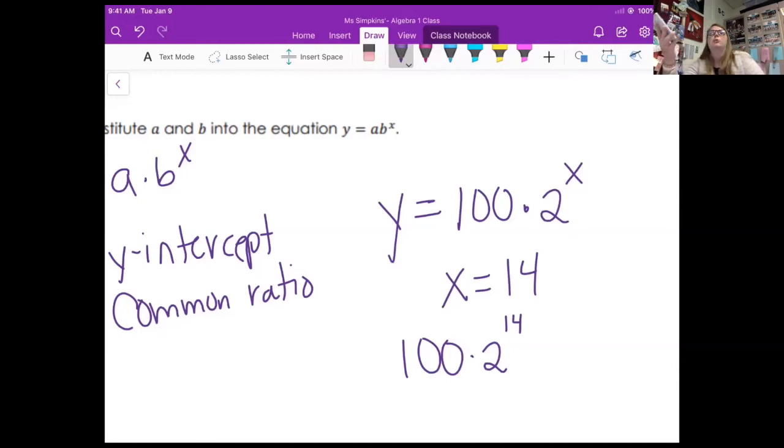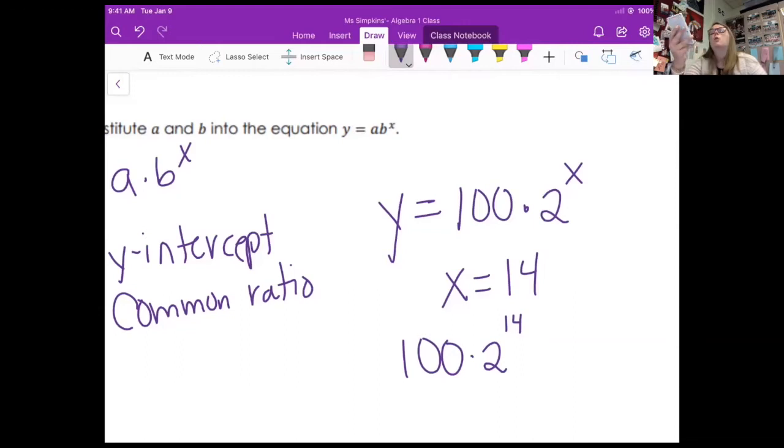Okay, so type in a 2. And we haven't used this button yet, but right above the C, the blue C button, there's an X to the Y power. Everybody see that button? Click that. Nothing happens. Just click it. And then type your exponent, which is 14, and hit equals. You should get 16,384. And then you're going to take that number and multiply by 100. And I'll repeat in just a second.